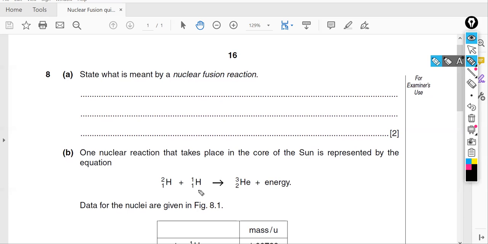They give us an example of one down here. So here you have deuterium and hydrogen fusing together to give us helium. So hydrogen fuses to helium. This is what's happening in the core of the sun. As it says right here, one nuclear reaction that takes place in the core of the sun is represented by this equation. And so we get energy out. The sunshine coming through the window right now is some of that energy.